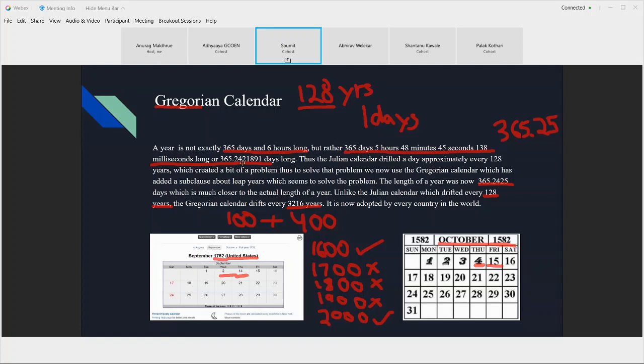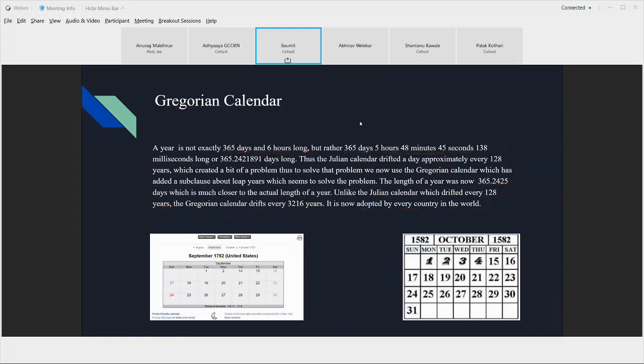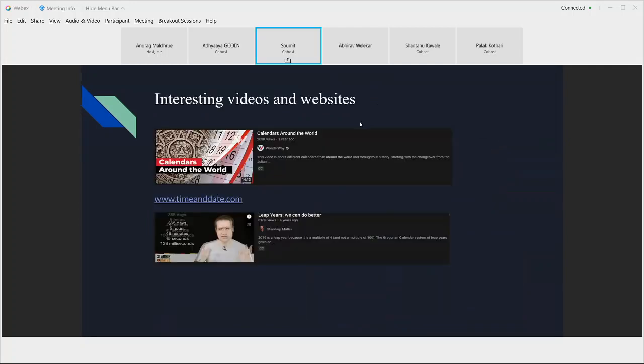And do we have any means to make it even better? Currently, I think there are some people who are still trying to get a new calendar into effect, which would make our existing calendar even more efficient. But as of right now, we don't, and we don't clearly know if that will be implemented or not. So the Gregorian calendar is now adopted by every country in the world, and so yeah, that's the Gregorian calendar, and here are some interesting videos and websites that you can refer to.